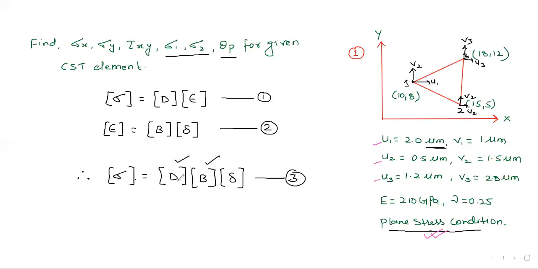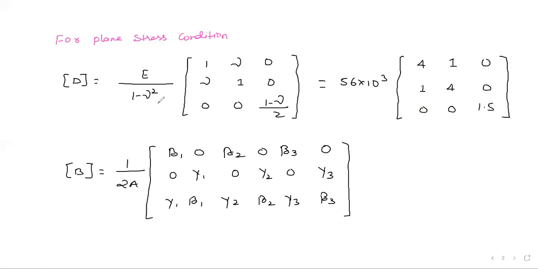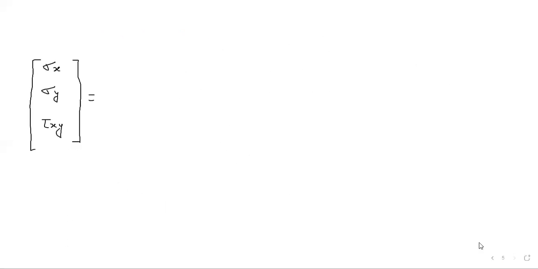stress can be written as D into B into delta. So what is the D matrix now? Here we have the D matrix. So D matrix into B matrix into delta. So D matrix is 56 into 10 to the power 3 into 410, then 140, and then we have 1.5. So this is the D matrix.